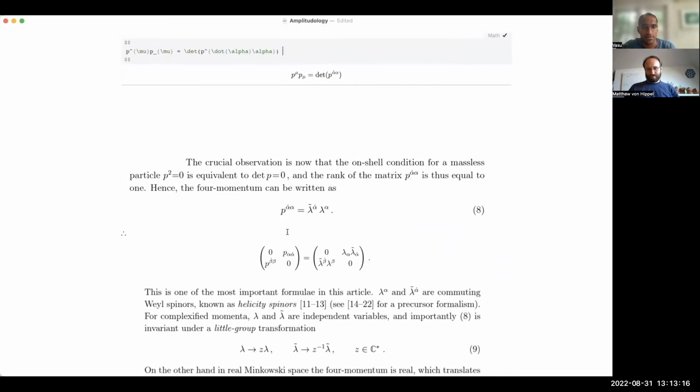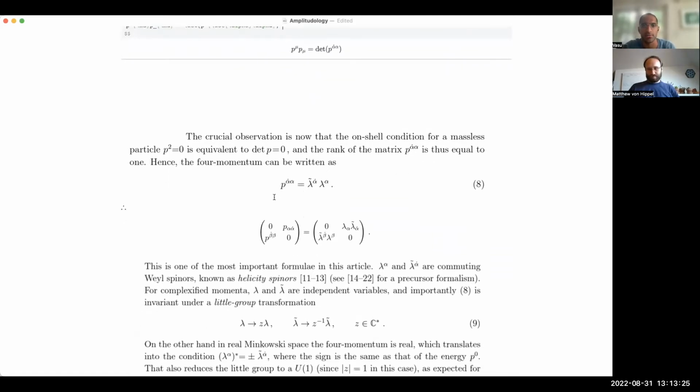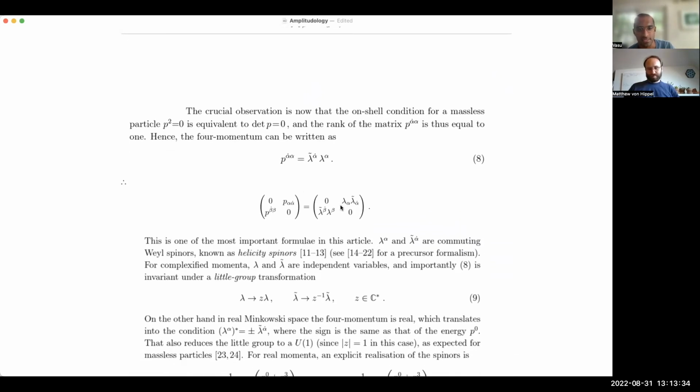Now, what's cool is that when we have a massless particle, the determinant vanishes, so the rank of this matrix is 1. And we can write that as a product of the things we met before, the solutions to the massless Dirac equation. These are the helicity spinors, solutions to the Weyl equation, which automatically encode on-shellness of the momentum. And that's another key property, right? It seems that to really get a lot of mileage out of being in Lorentzian signature and so on, it helps to go on shell.